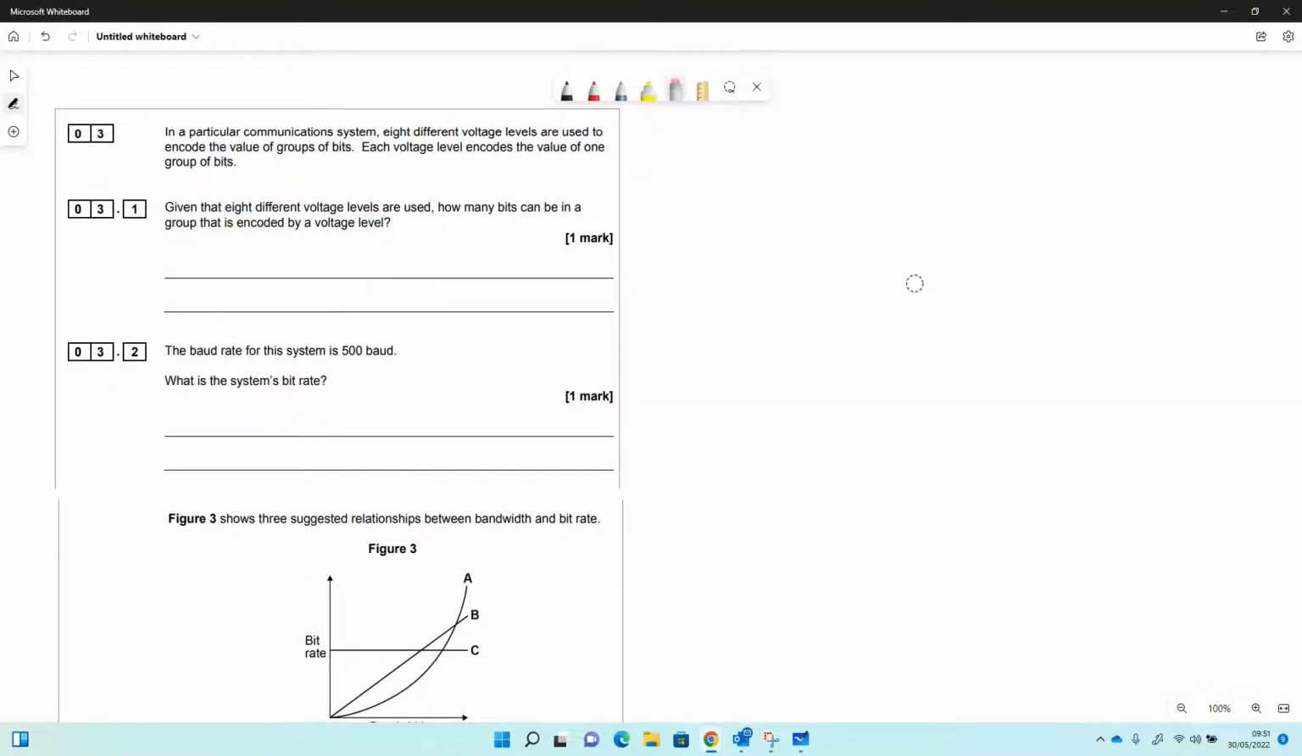These questions from an A-level paper 2 are a slightly different way of putting some of our data representation ideas, and also mixing it with communications. So we've got our particular communication system, where 8 different voltage levels are used to encode the value of a group of bits. So we've got eight levels of voltage.